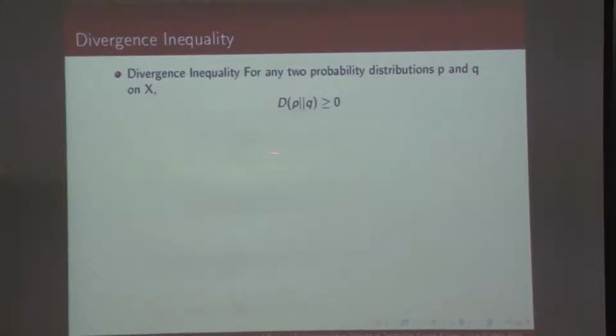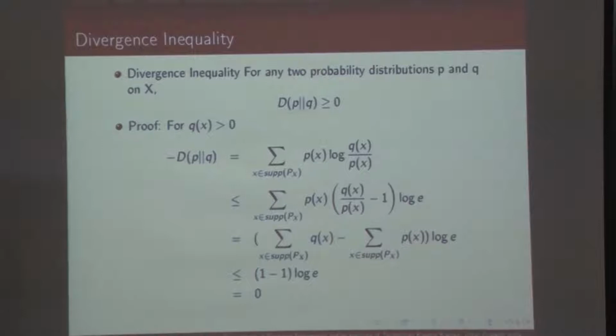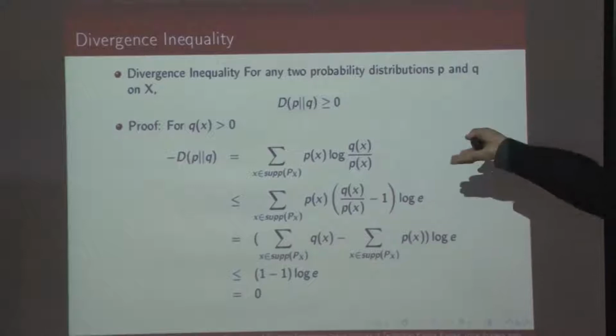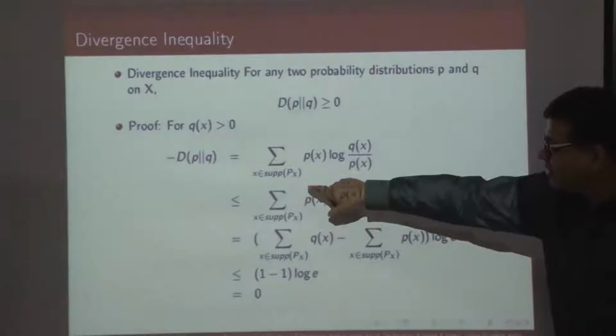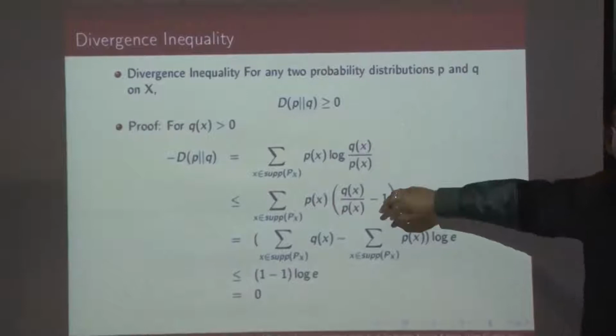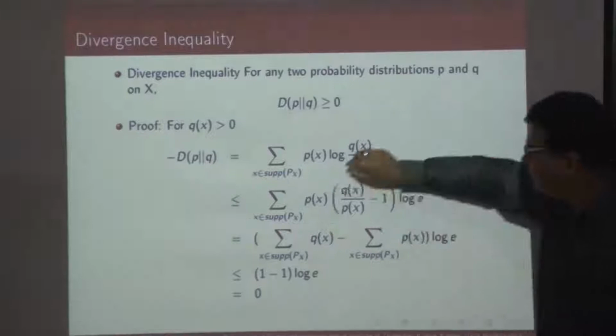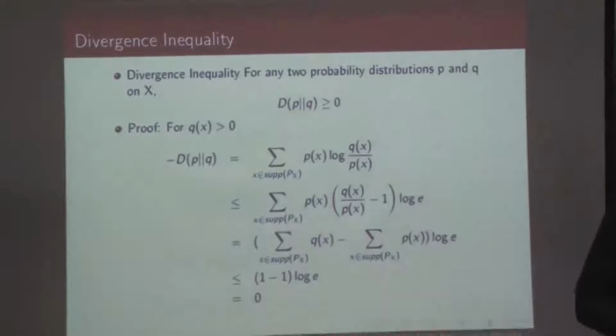Okay. So that brings us to the next result, which is to show that divergence is greater than or equal to 0. Again, as I said, there are multiple ways you can prove it. I am just going to show that minus of divergence is less than or equal to 0, and I am going to make use of my favorite IT inequality. Okay. So I did minus of this. So divergence is the expectation of log of P of X by Q of X with expectation with respect to P. Now since I did minus, this became log of Q of X by P of X.